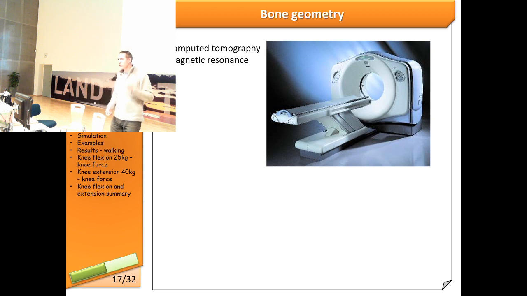Now, how to get the bone geometry? Because that's one of the tricky parts. One of the easy ways is to put a person into computed tomography or magnetic resonance imaging. Both methods are quite fine. They have certain differences.